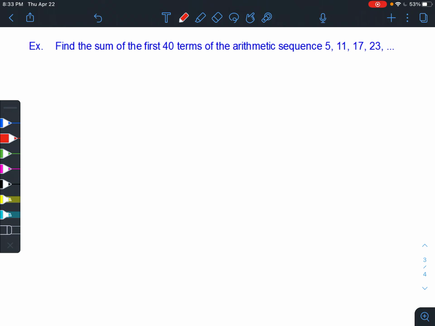Find the sum of the first 40 terms of an arithmetic sequence: 5, 11, 17, 23, etc. Here's what we need to know for our formula. It's 40 terms, so n equals 40. So S sub 40. I start plugging things in. I've got 40 over 2, that's the n over 2. Then we need our first term, which is 5, plus our nth term, or last term, in this case the 40th term, and that's what we don't know.